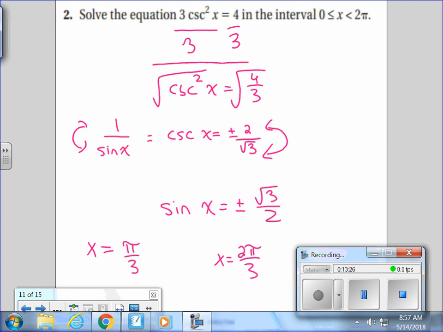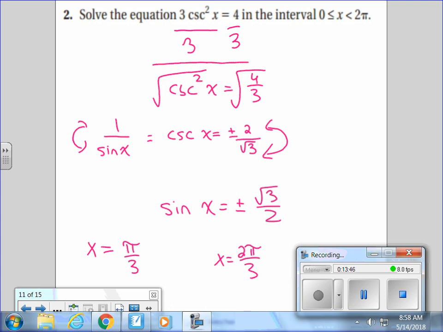I actually lied to you. There's more than 2 locations. We're looking for positive and negative radical 3 over 2 for our y value. So there's actually 4 locations. Pi over 3 is your first one. That's a positive radical 3 over 2. 2 pi over 3 is your second location. That's a positive radical 3 over 2.